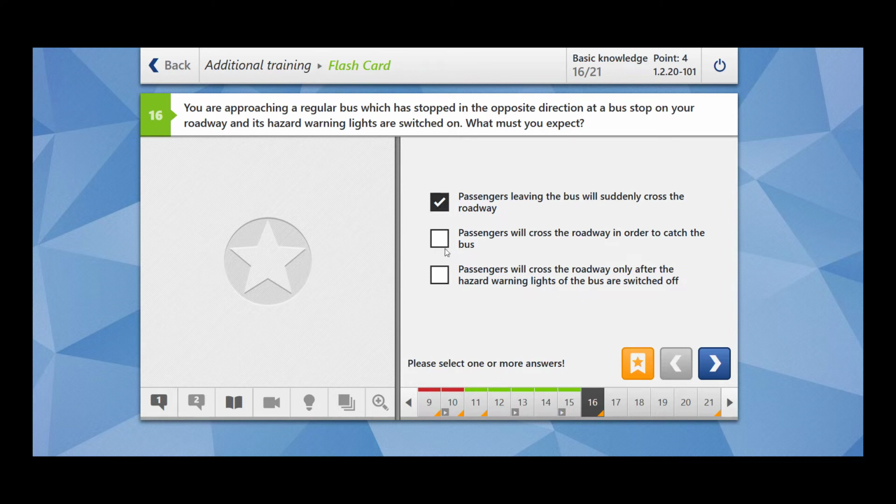Passengers will cross the roadway in order to catch the bus. This is also correct. Passengers will cross the roadway only after the hazard warning lights of the bus are switched off. This is incorrect. Because when the passengers want to board or alight the bus, they are not going to see the hazard warning lights off.